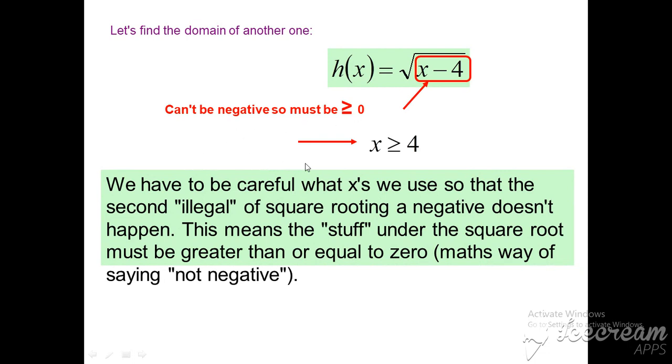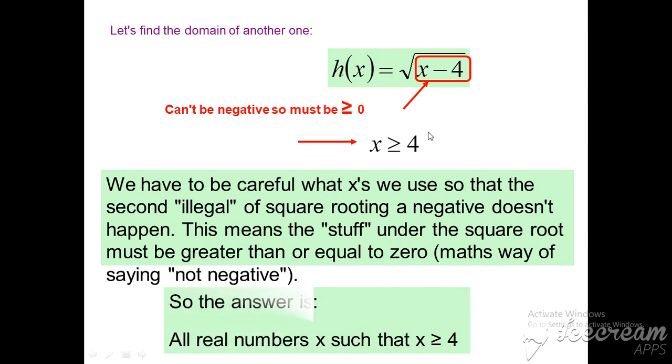Here we have to be careful what x we use so that the second illegal, square rooting a negative number, does not happen. This means the stuff under the square root must be greater than or equal to 0, which is math's way of saying not negative. That means this x minus 4 must be greater than or equal to 0. In this way, we can define the domain of a function. Hence, the answer will be all the real numbers x, so that x is greater than or equal to 4. Thank you.